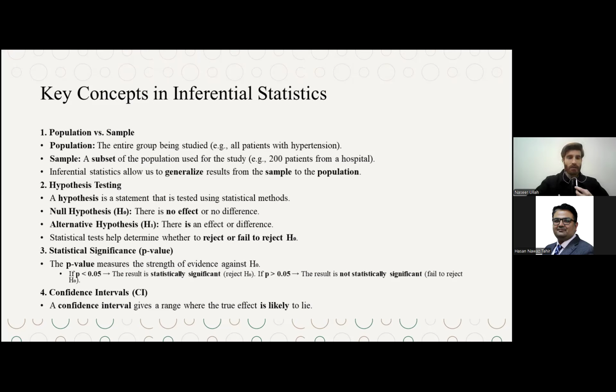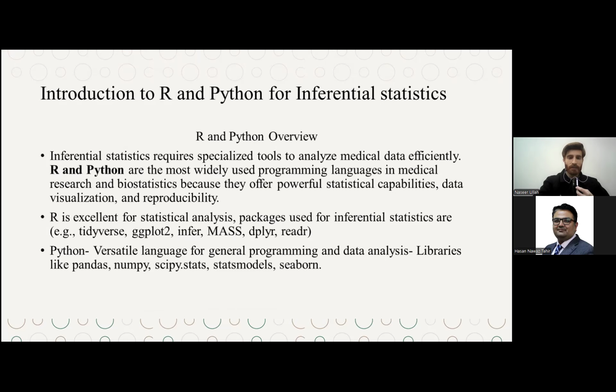The fourth key concept is confidence interval. A confidence interval gives us a range where the true effect is likely to lie.